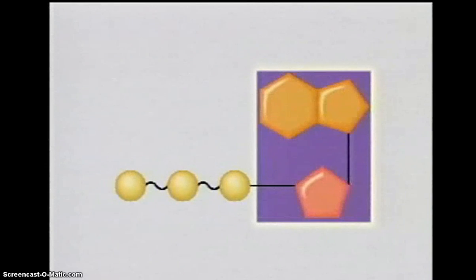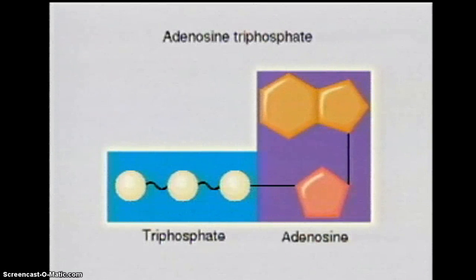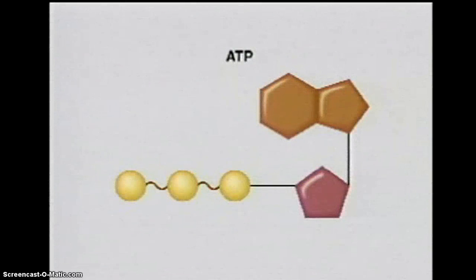The adenine and ribose portion of the ATP molecule is called adenosine. The three phosphates linked to the ribose in a chain are called triphosphate. Adenosine, together with the three phosphate groups, is called adenosine triphosphate, or ATP. Notice the wavy lines between the two outer phosphates. The wavy lines represent high-energy bonds.